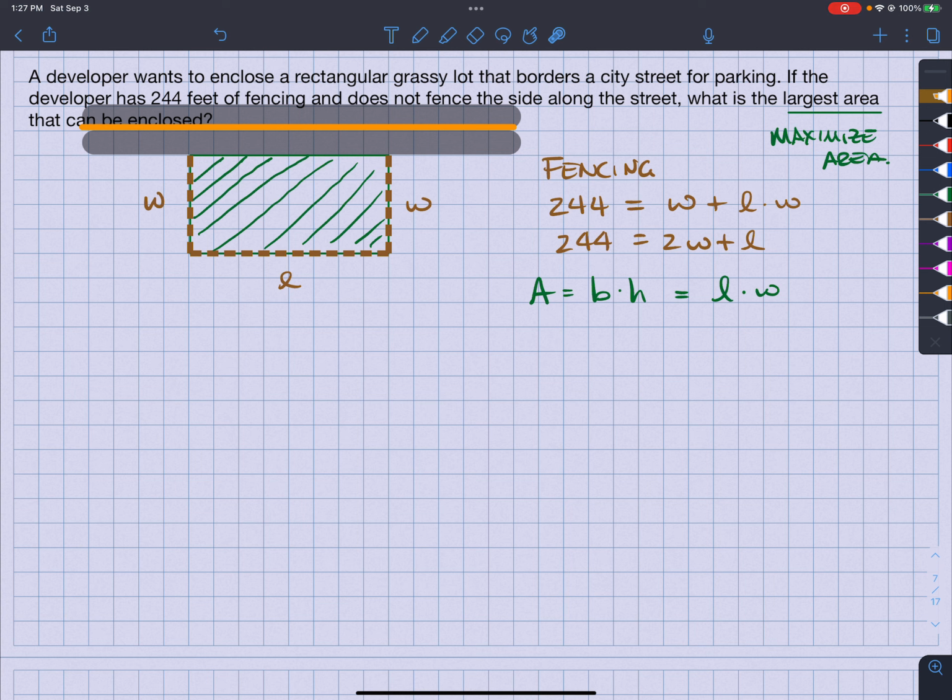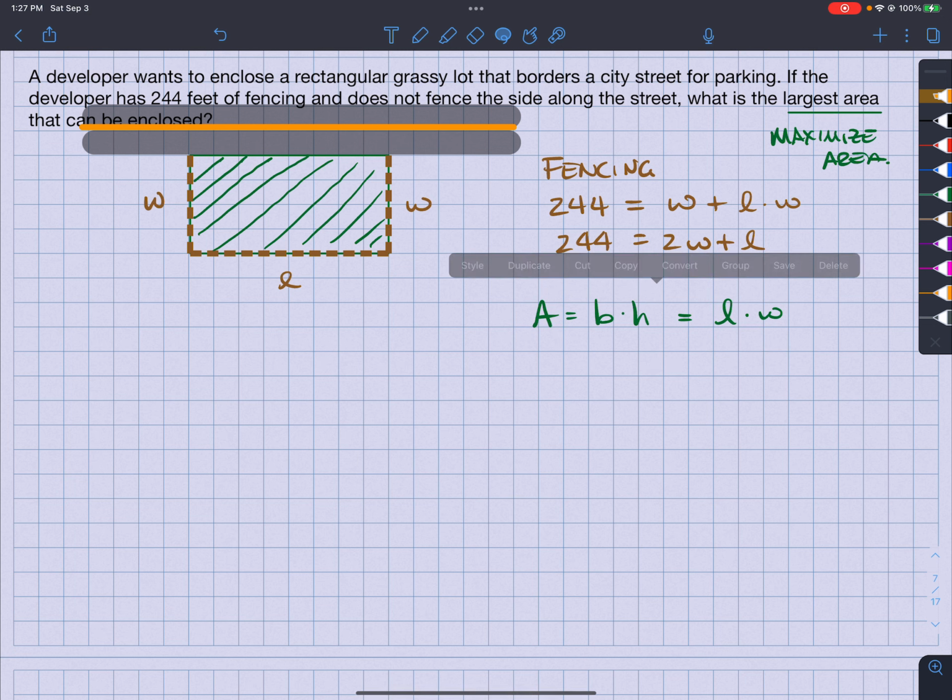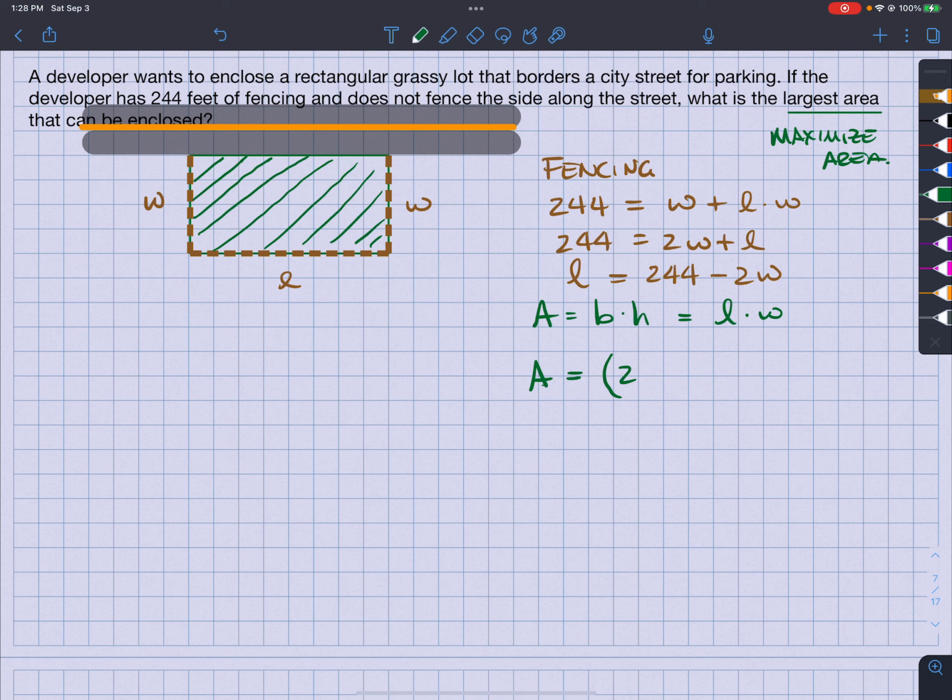The good news is they both have L's in them. So let's get that L by itself. What is that L going to equal? The L is going to equal 244 minus 2W, because I can subtract the 2W over to the other side. Now that I have that, this has an L, this has an L, so why not plug it in? The area is going to equal 244 minus 2W, because that's what L stands for, times W.